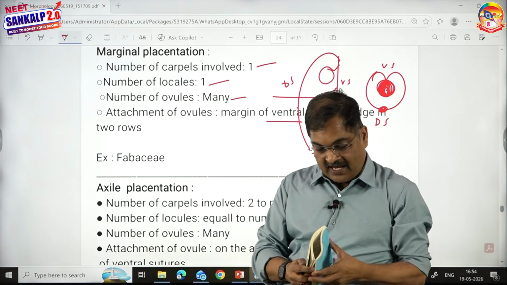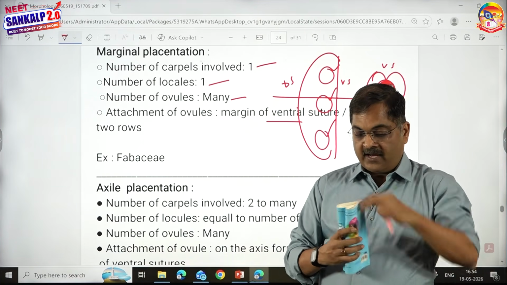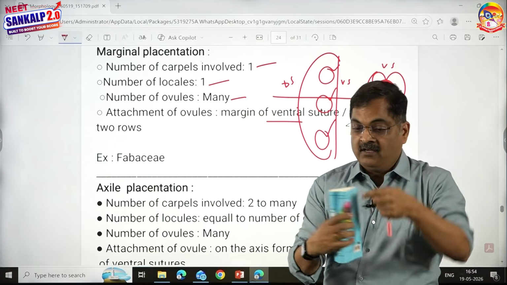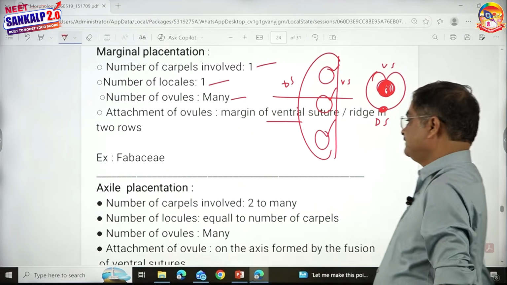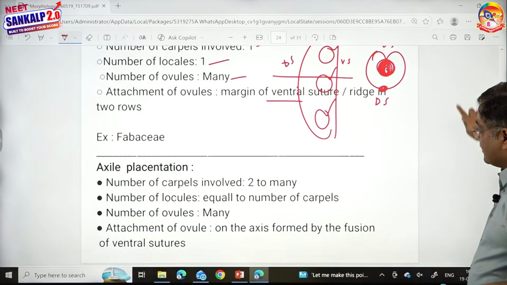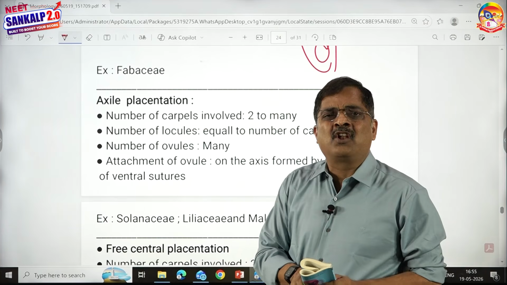Look here. I repeat again. This is the ovary. This is the dorsal suture, back. This is the ventral suture. Ovules are attached on this ridge of the ventral suture. Then we talk about axial placentation. Axial placentation is an extension of marginal.